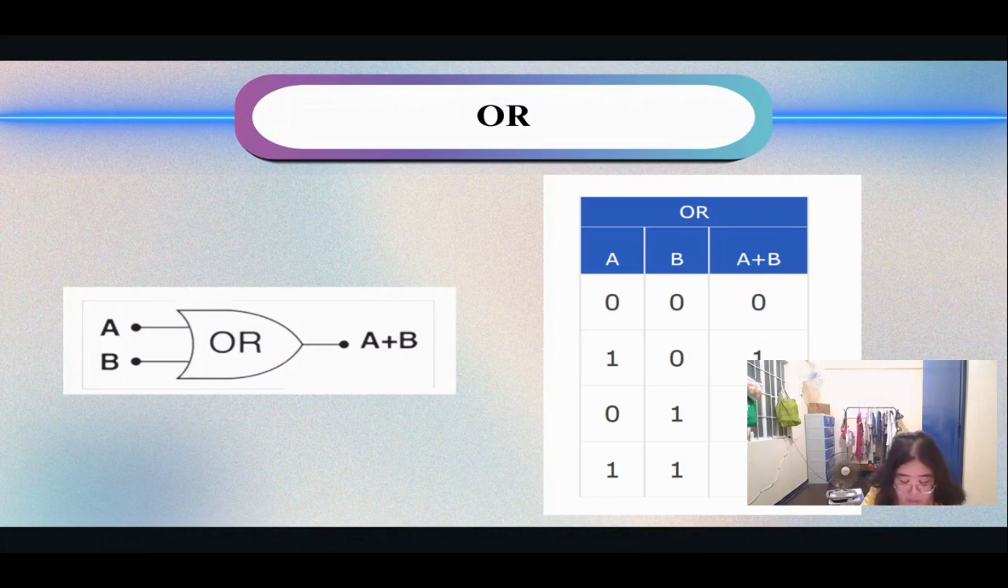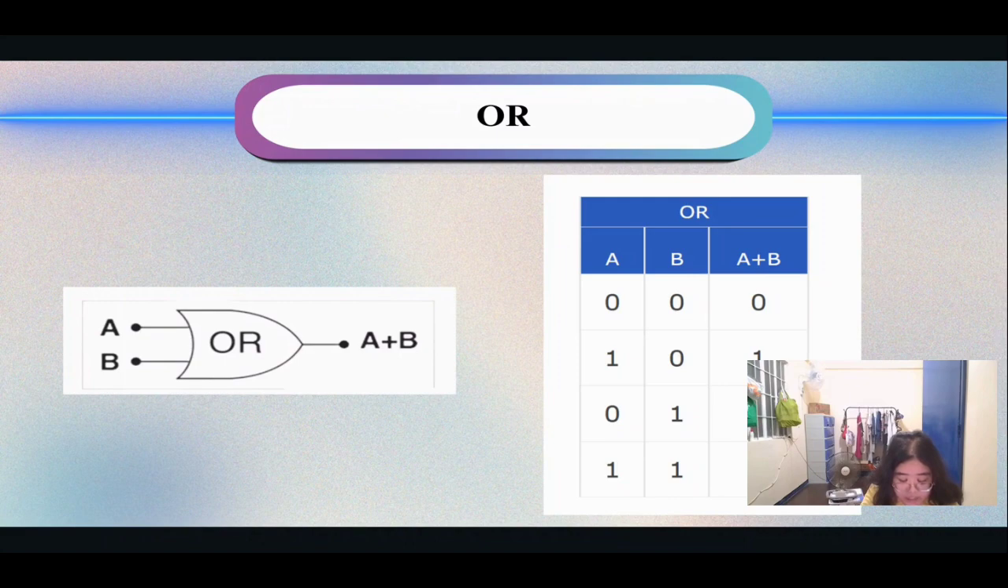Let's remember the OR operation evaluates to true (1) if at least one of its inputs is true. It only evaluates to false (0) if both inputs are false. So in row 1, both A and B are 0. Since neither is true, the result A + B is 0, false.